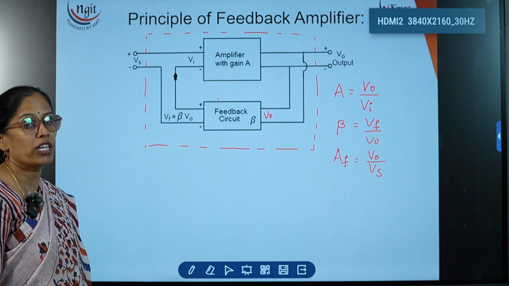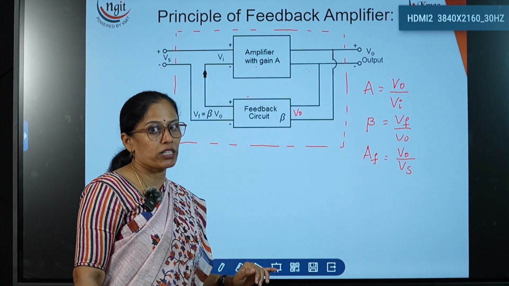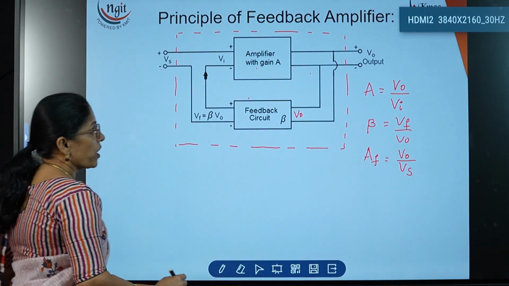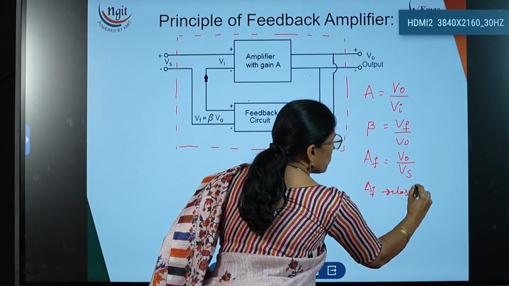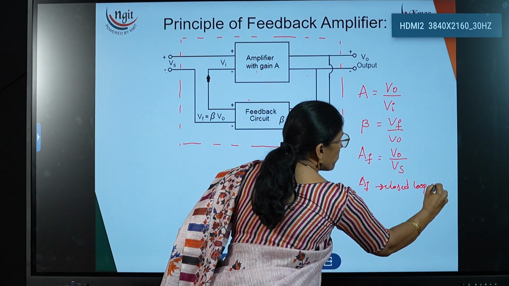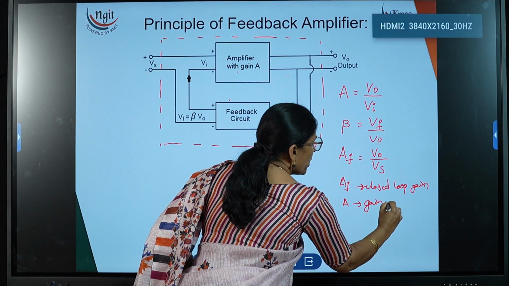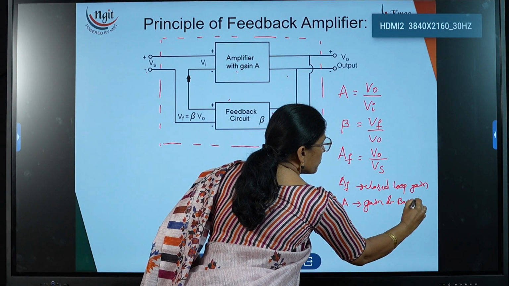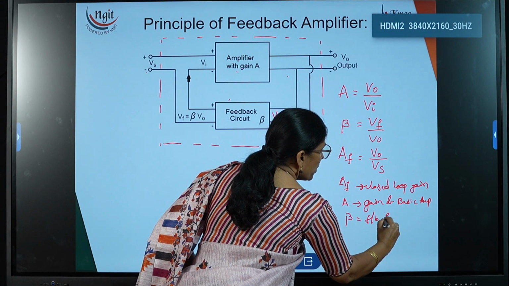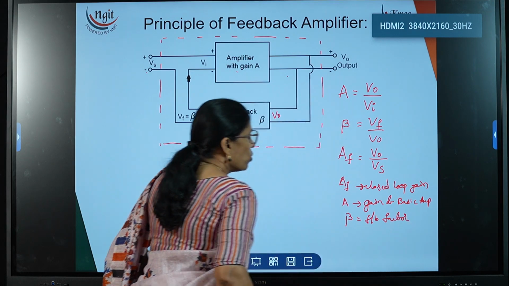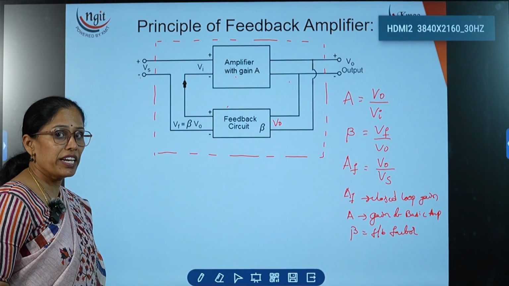Now from this we need to derive AF. AF is nothing but the closed loop gain. A is the gain of the basic amplifier, and beta is the feedback factor. Now from this we need to derive AF in terms of A and beta, the gain and the feedback factor.